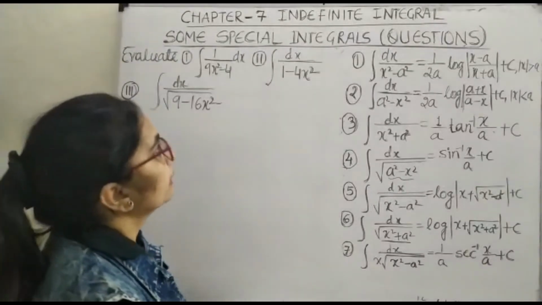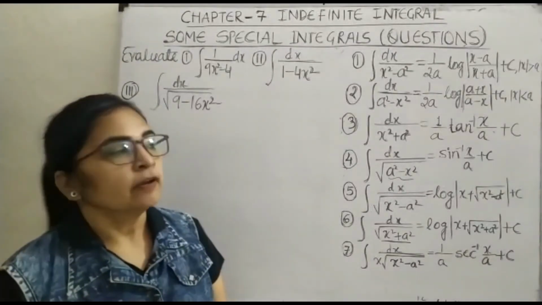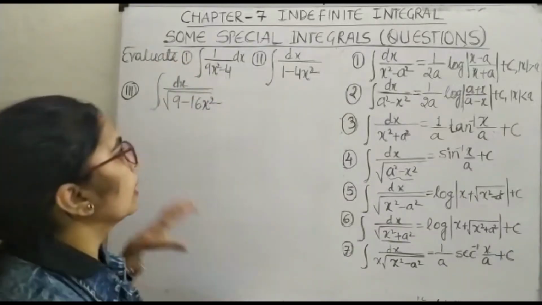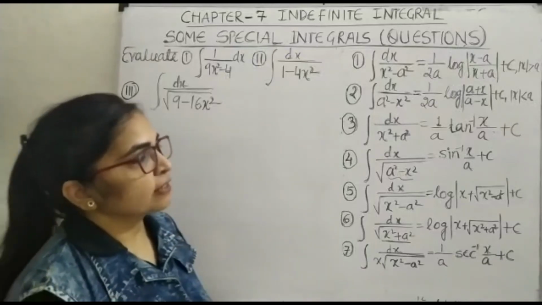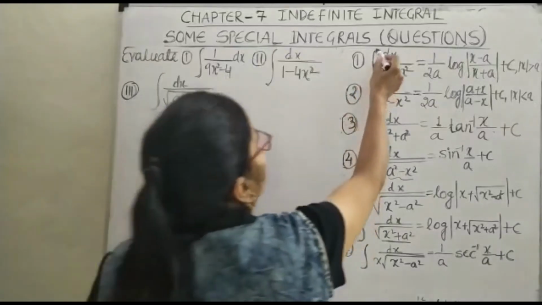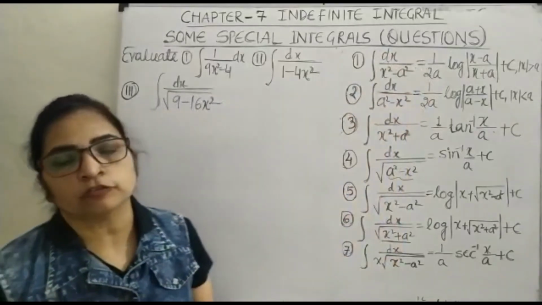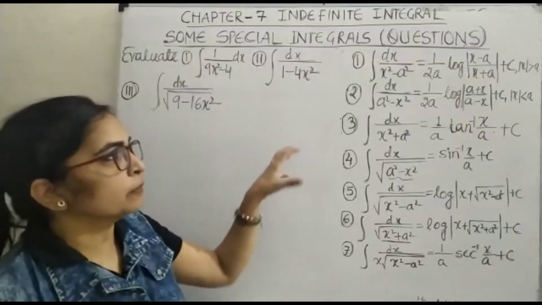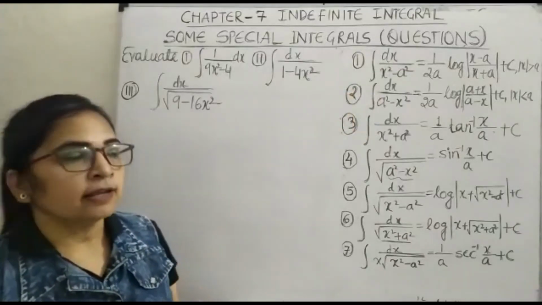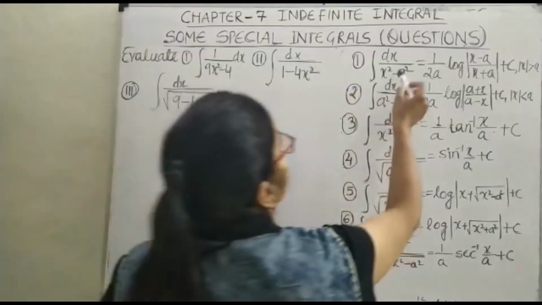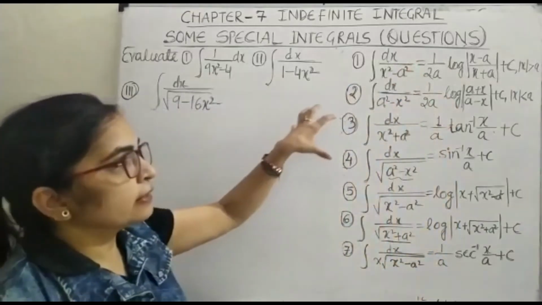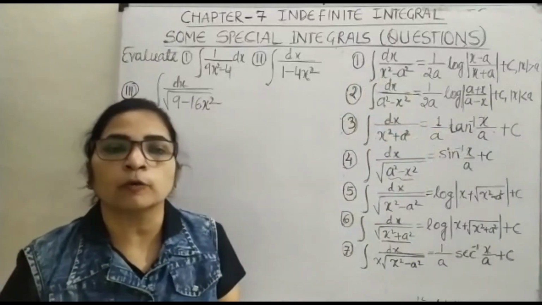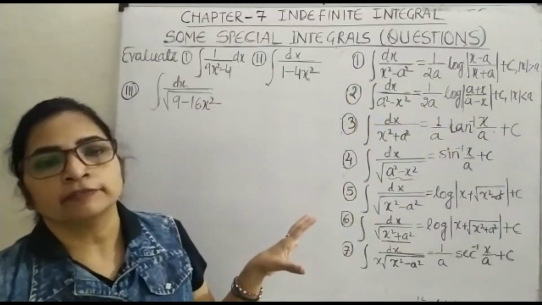Chapter 7, Indefinite Integrals. Today we are going to see some questions based upon some special integrals. Now you have to understand one thing. Suppose the question given is integrate dx upon under root x square minus a square. Then it is understood that you have to prove the theorem and come to the result. Next, it can also be asked, prove that the integration of the given integral is equal to this, then that will be proof.